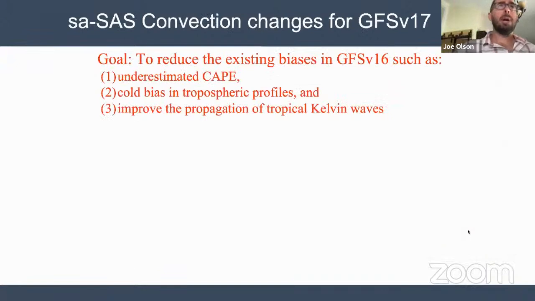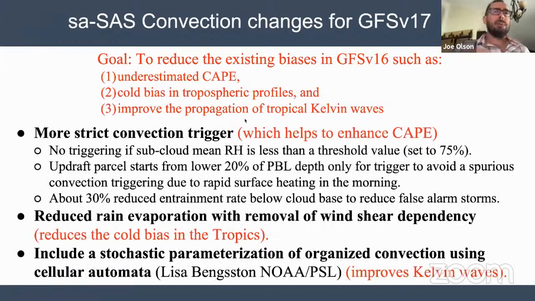But during the same time, the scale-aware SAS has undergone some development too. And the focus here has been to reduce the existing biases in GFS version 16, namely the underestimated Cape, cold bias in the tropospheric profiles, particularly in the tropics, and improve the propagation of tropical Kelvin waves. Now, this just overviews some efforts that have been done to tackle each one of these biases, and I'll show some examples later on. Ultimately, some changes to the trigger function help enhance the Cape a bit, some reduction in the rain evaporation helps reduce this cold bias, and the implementation of the cellular automata component into the scale-aware SAS helps improve the Kelvin waves.